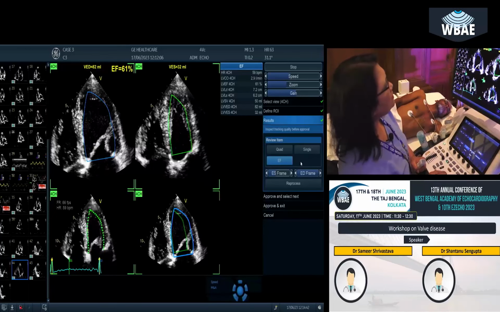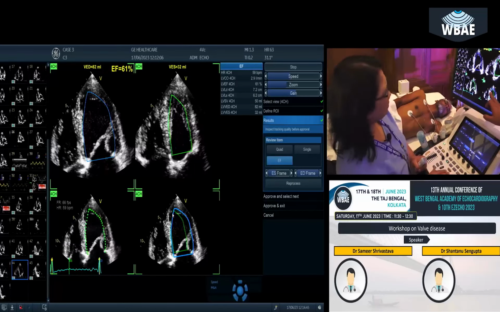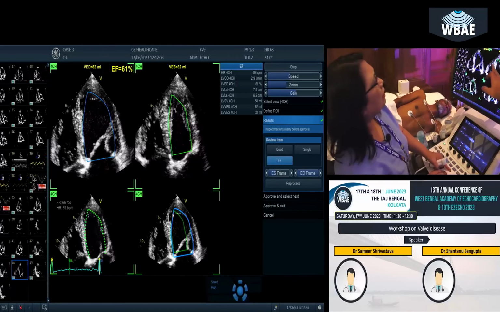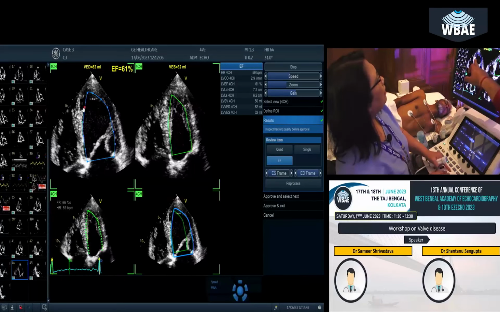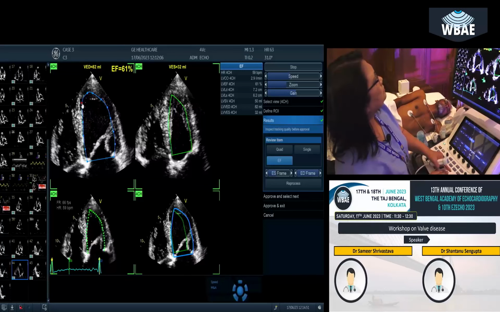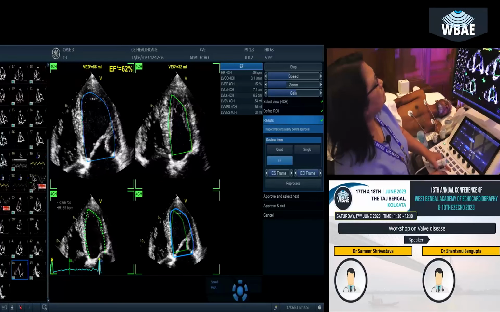So there are problems with M mode. We can talk because of the angle of cutting. It has to be 90 degrees, and there is a lot of variation. How do you get it? So this is LV ejection fraction by biplane Simpson. So you have to be just inside the endocardium.